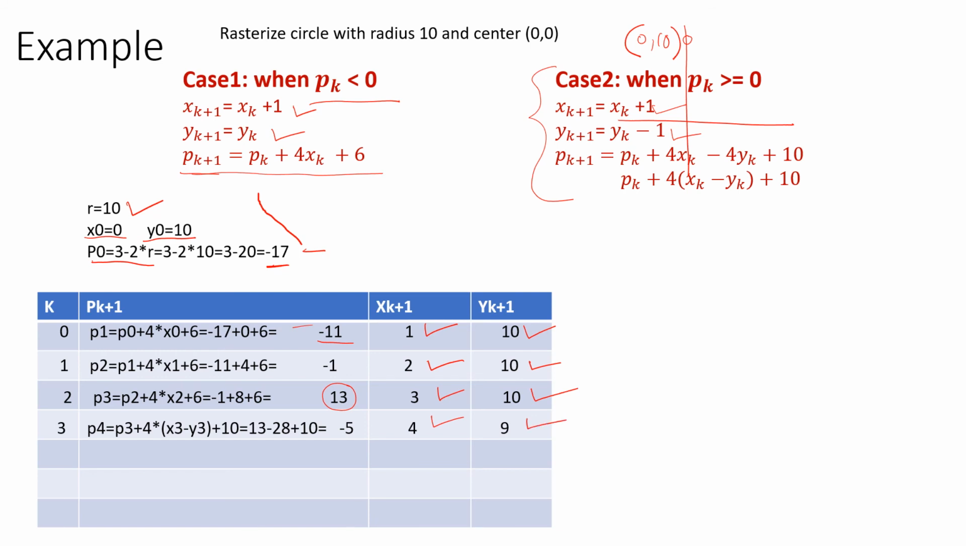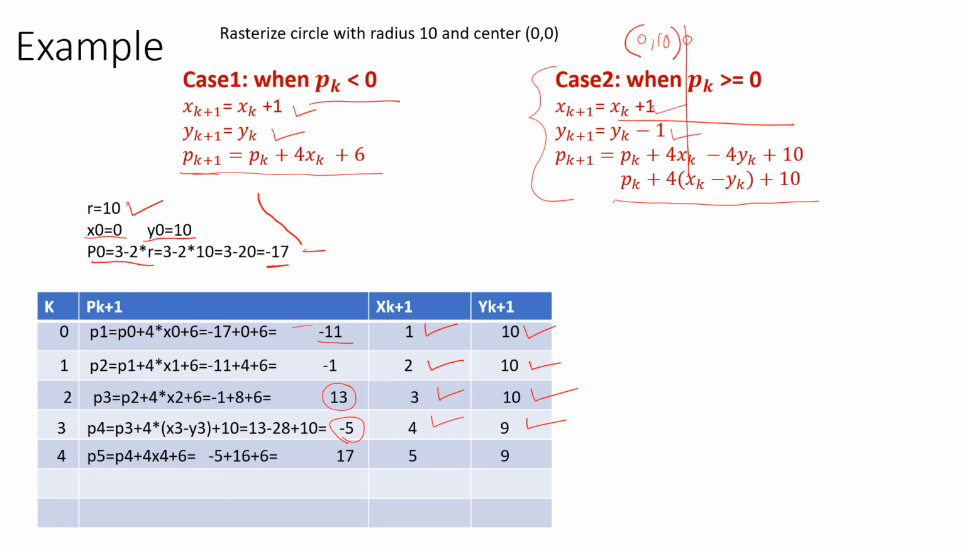P4 will now be calculated using this formula: pk plus 4 of xk minus yk plus 10. We use this formula to calculate the next decision parameter. This will be P3 plus 4 of x3 minus y3, which is 3 minus 10, minus 7, and we get the value as minus 5. It is again less than 0, so we use the case 1 calculation.